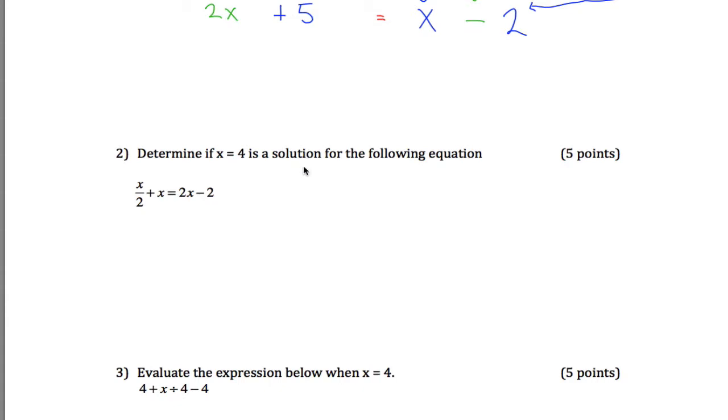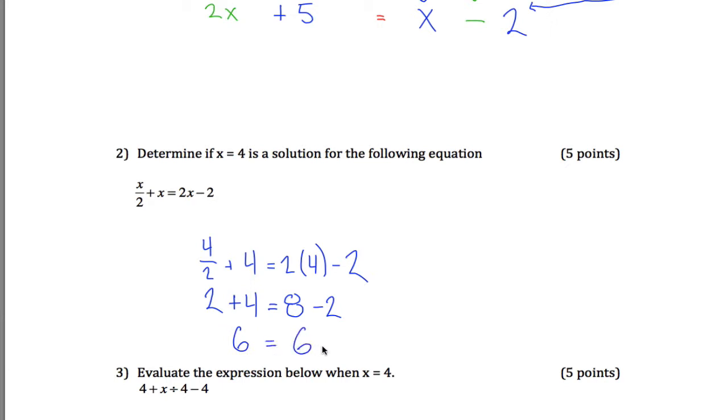Down here, determine if x equals 4 is a solution to the following equation. So what we got to do there is everywhere you see an x, change it into a 4. And the question is, are these really equal? Well, let's see. 4 divided by 2 is just 2. So what it wants to know is 2 plus 4 the same as 2 times 4, which is 8, minus 2? We'll see, 2 plus 4 is 6. 8 minus 2 is 6. Nice. Determine if this is a solution. Yes, it is a solution.